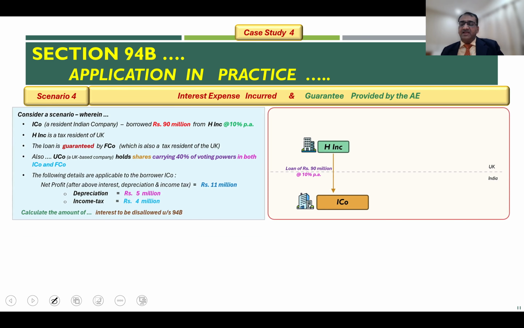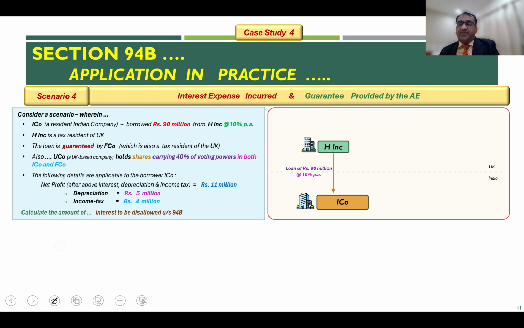What happens in this case? Look at the left hand side. Here, ICO is an Indian company. They have borrowed 90 million from HINC. Now, HINC is not their related party. It is a third party independent entity. They have raised 90 million from HINC at a 10% interest rate per annum. HINC is the tax resident of UK, and of course ICO is in India.